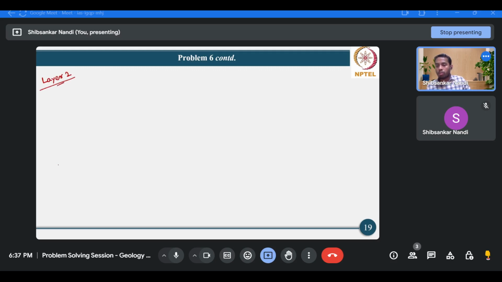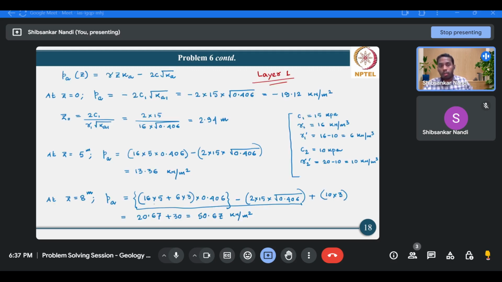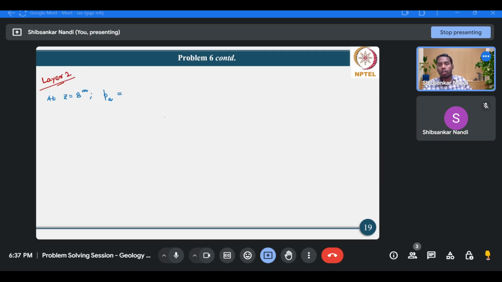Now for layer 2, we'll start from z equals to 8 meter, PA. Now you have to be very careful because so far we have used the properties of layer 1 only because we were inside layer 1. However, now we have come to layer 2, so that's why we have to use the properties of layer 2 only. So the overburden will remain same because we are at the same interface.